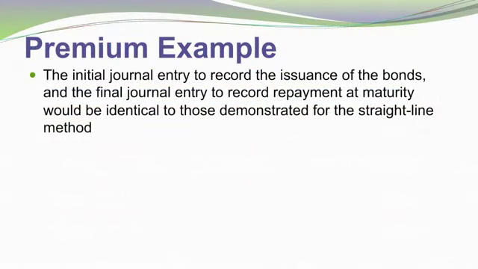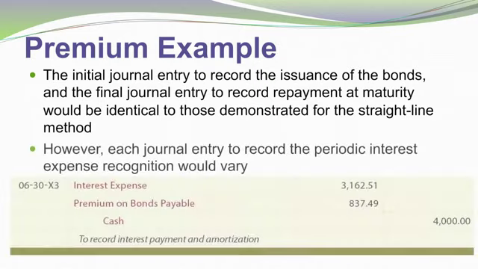Let's look at a journal entry. The initial journal entry to record the bond issuance, as well as the subsequent entry to record repayment of the bond at maturity, would be identical to those illustrated under the straight line method. We won't repeat those here. However, we would record a little bit different amount of periodic expense. So for example, for our June 30th year 3 example, we're debiting interest expense $3,162. You can find that amount in the amortization table, which is reproduced in the textbook. We're debiting premium on bonds payable for the difference between that and the credit to cash of the $4,000 payment.